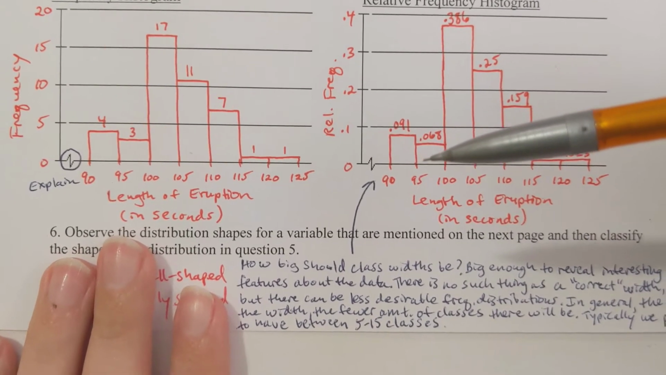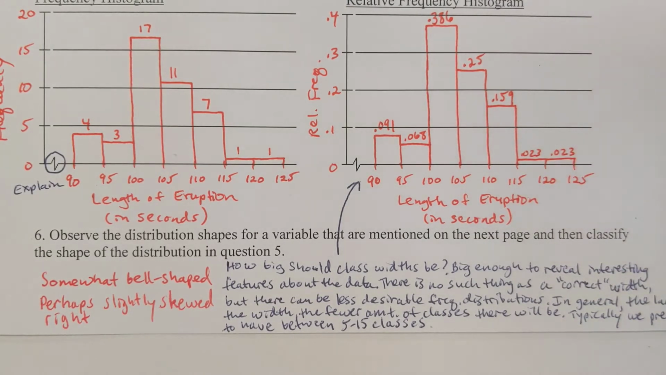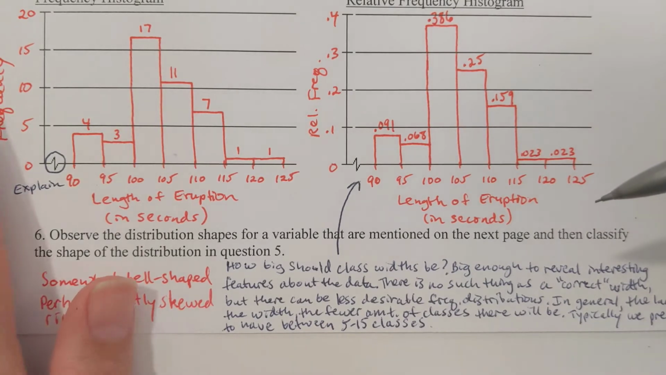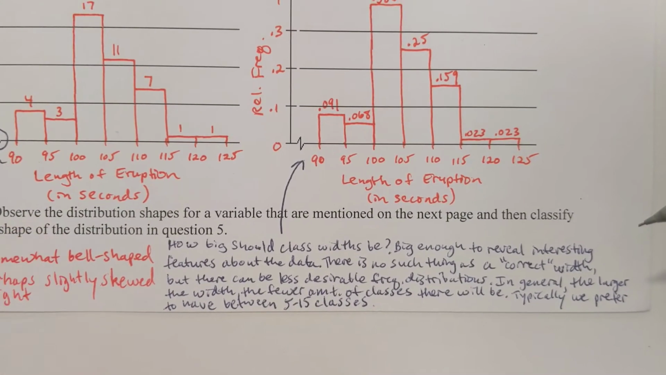Okay, how big should class widths be? Okay, now in the book, your book will always tell you, use a width of 5 or use a width of 7 or 10 or whatever. Okay, but in general, like if you had a freedom of choice, how big should they be? Well, I've got it written here. So big enough to reveal interesting features about the data. There's no such thing as a correct width, but there can definitely be less desirable frequency distributions. In general, the larger the width, the fewer the amount of classes.